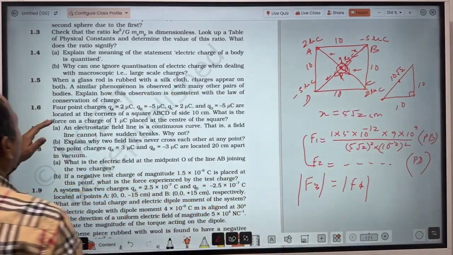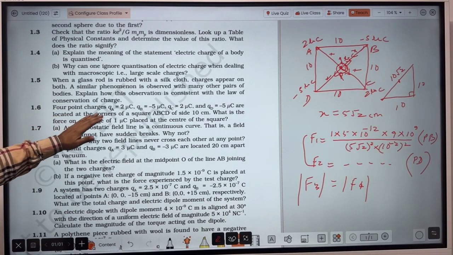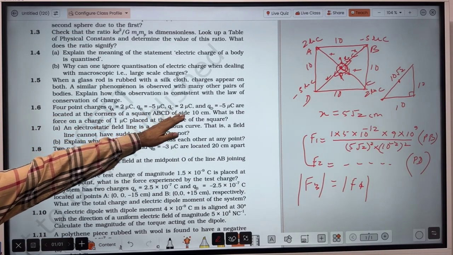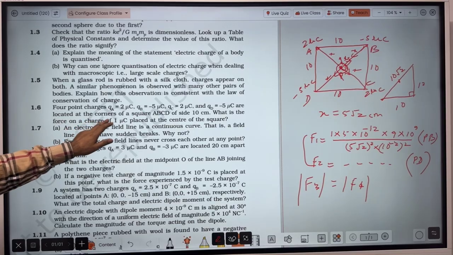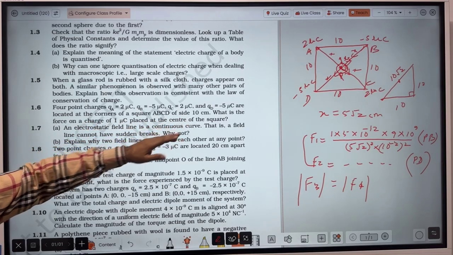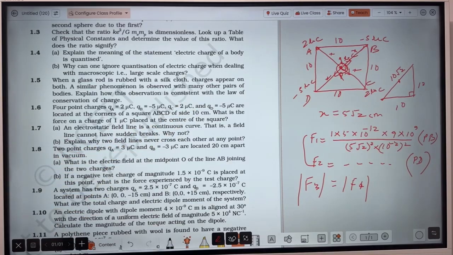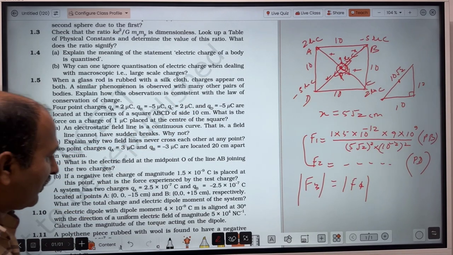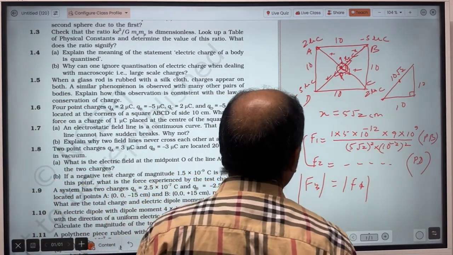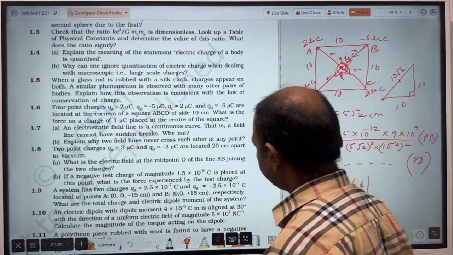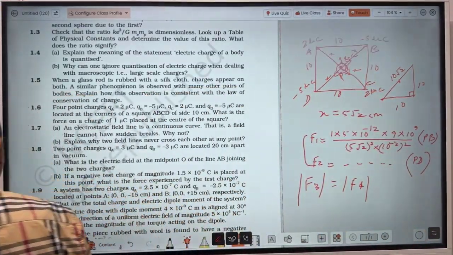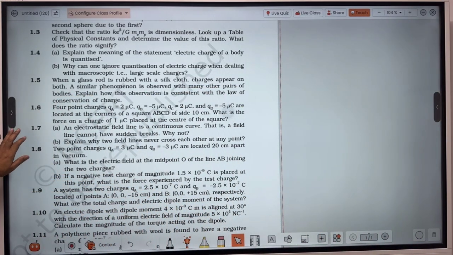So this is the question. The question was: 4 point charges QA, QB, QC and QD are located at the corners of a square ABCD of side 10 cm. What is the force on a charge of 1 microcoulomb placed at the center of the square? So our answer is, there will be no force. Consider the next question.